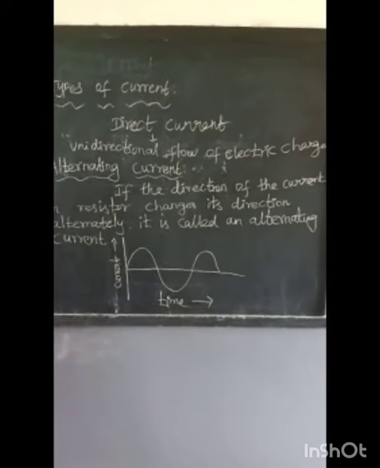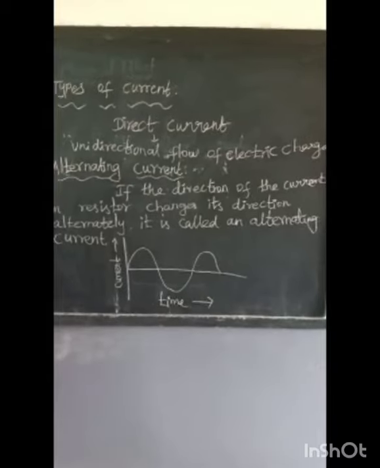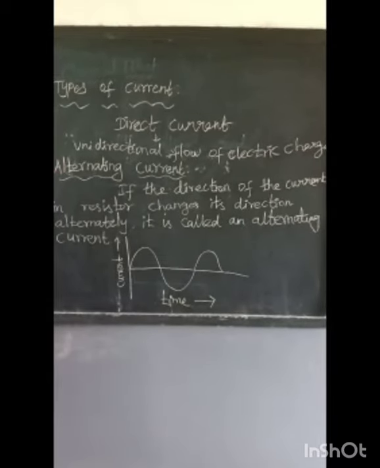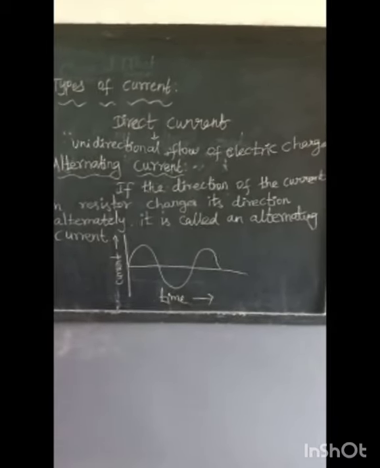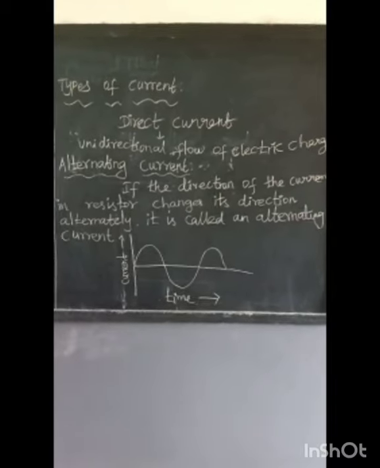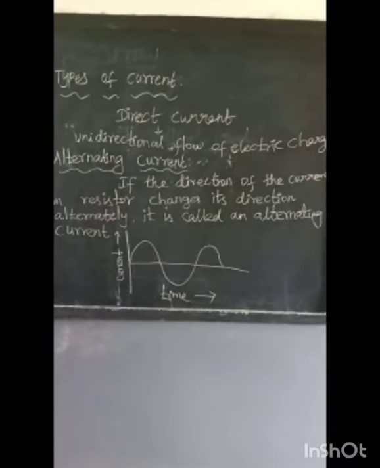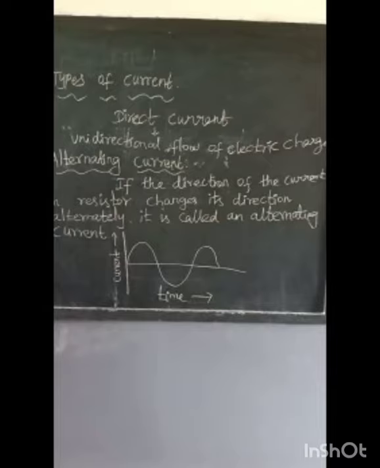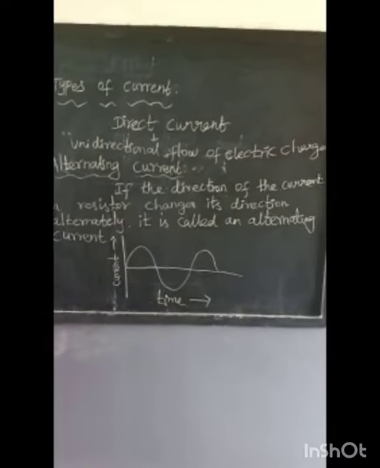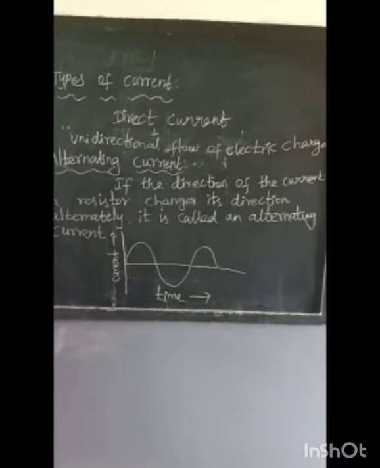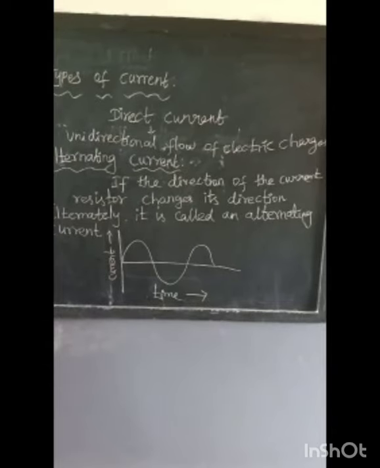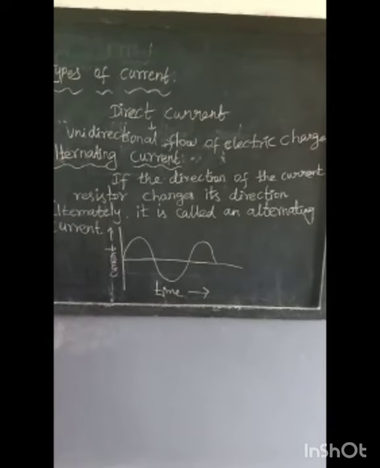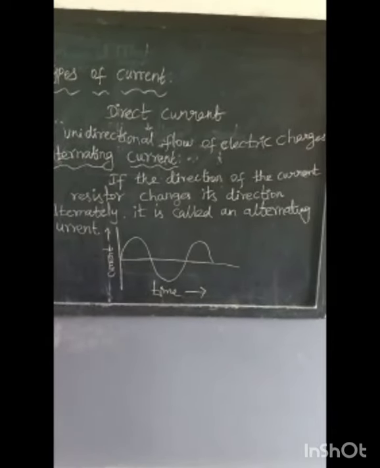We know current in an electric circuit is due to motion of positive charge from higher potential to lower potential, or electrons from lower to higher electric potential. If the charge flow is in only one direction, it will be called unidirectional flow of current, or direct current.